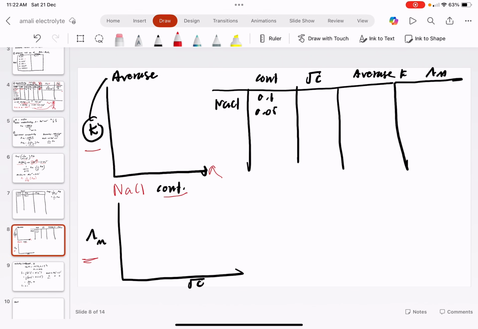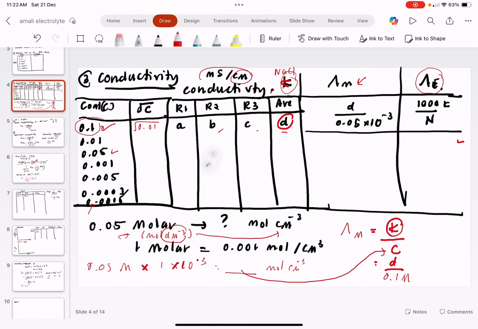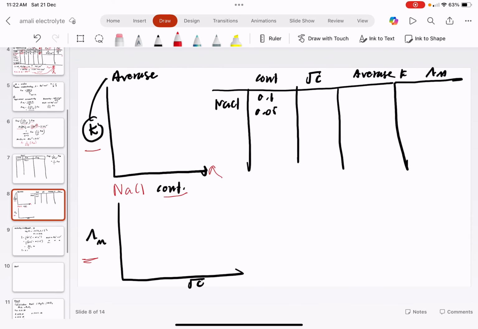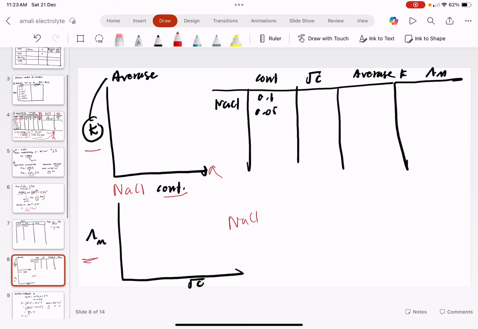So based on this table, you have to plot this against this one. For this table, you have the molar conductivity against concentration for NaCl. You can also have another electrolyte, so here would be CaCl2 and also Na2SO4, and so on.